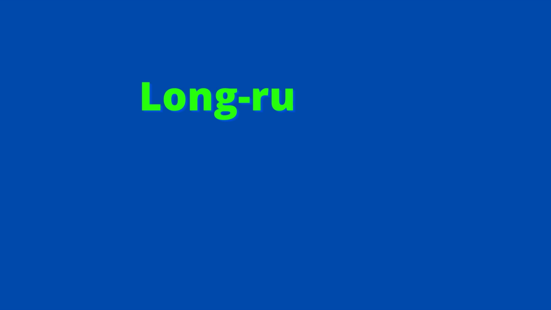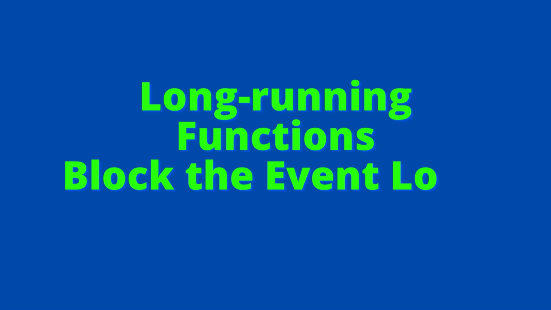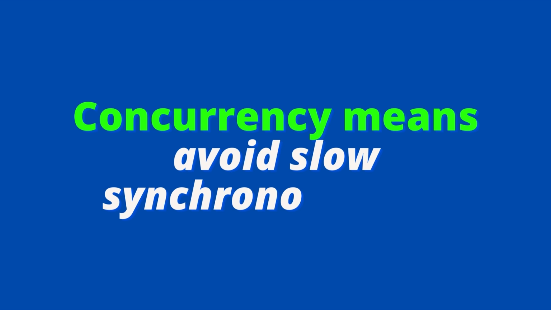A function that takes a long time to run blocks the event loop. The application will be stuck processing slow synchronous code, and the event loop will not be able to process further tasks. Therefore, it is easy to conclude that in order to achieve concurrency, we need to avoid slow synchronous code. However, this is easier said than done.